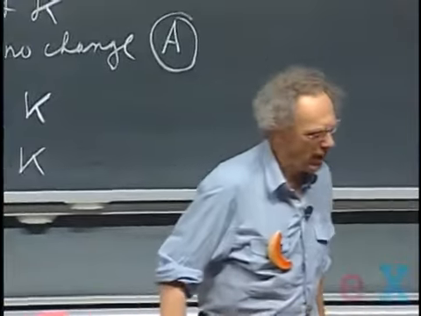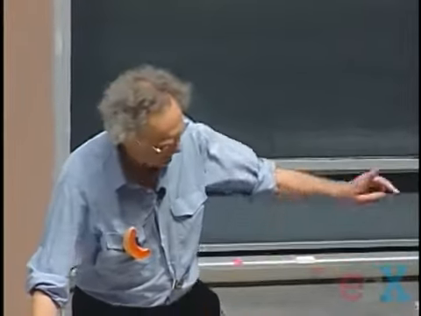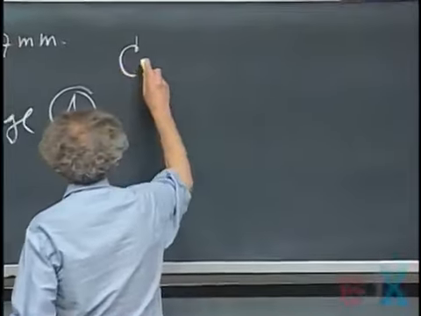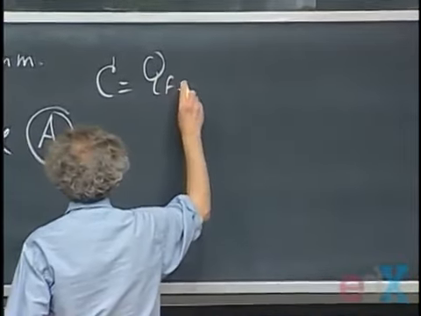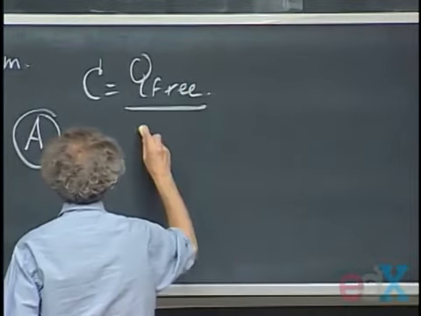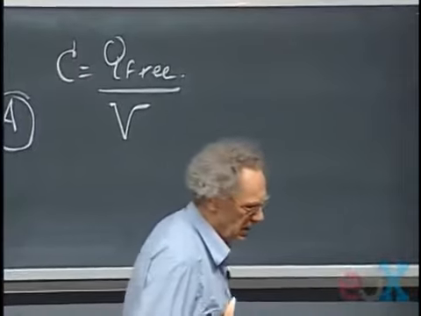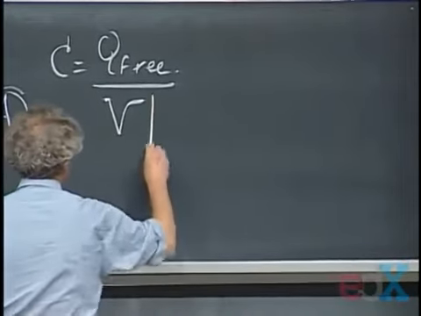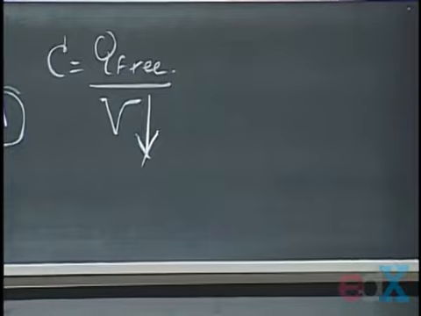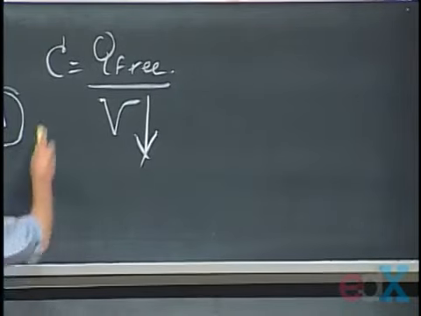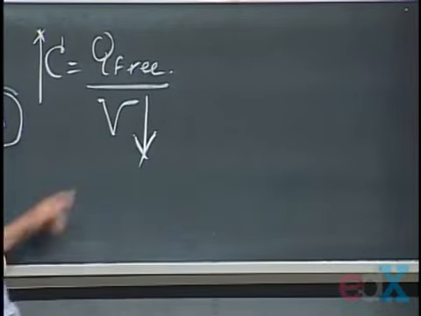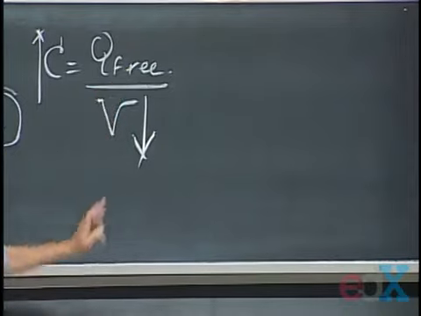But before we go to number 3, I want to ask myself the question, what actually happened with the capacitance when I bring the dielectric between those plates? Well, the capacitance is defined as the free charge divided by the potential difference over the plates. That's the definition of capacitance. And since in this experiment the voltage went down by a factor of kappa, the capacitance goes up by a factor of kappa because Q3 was not changing.